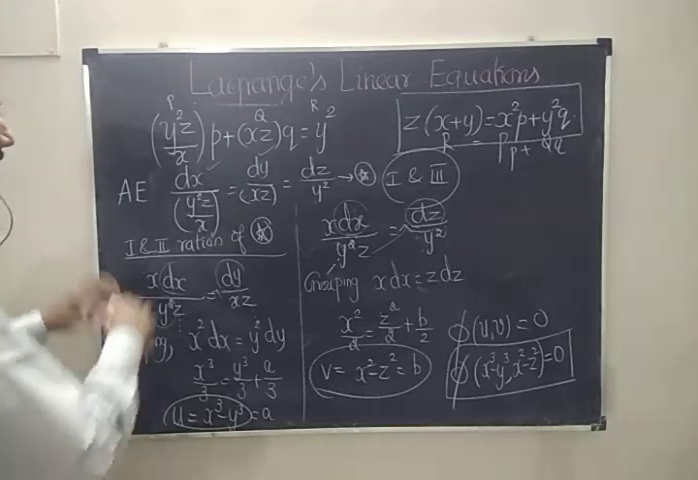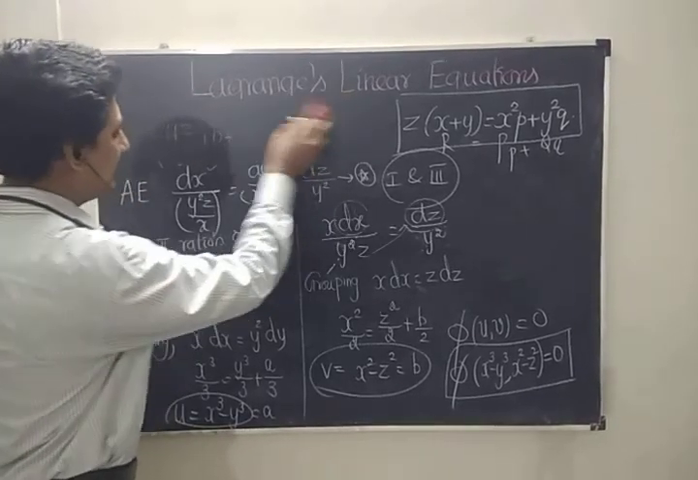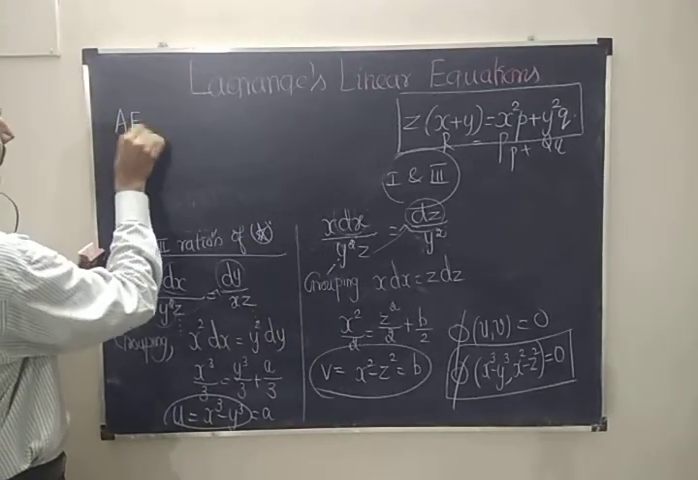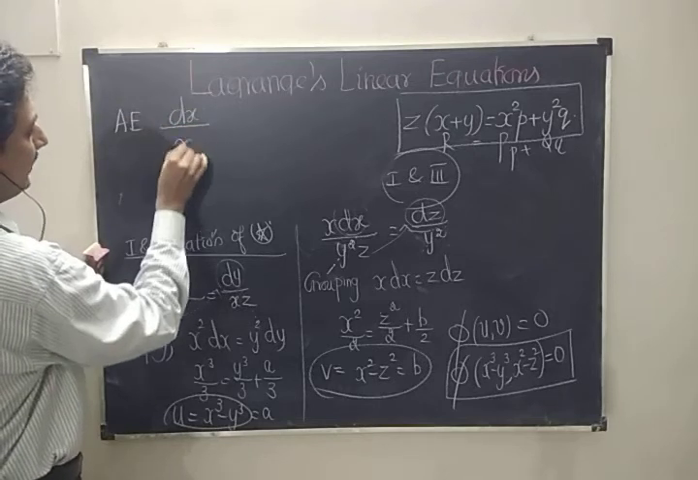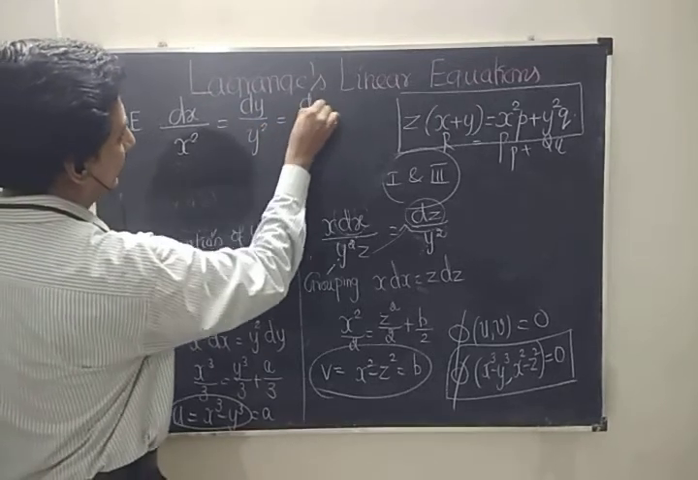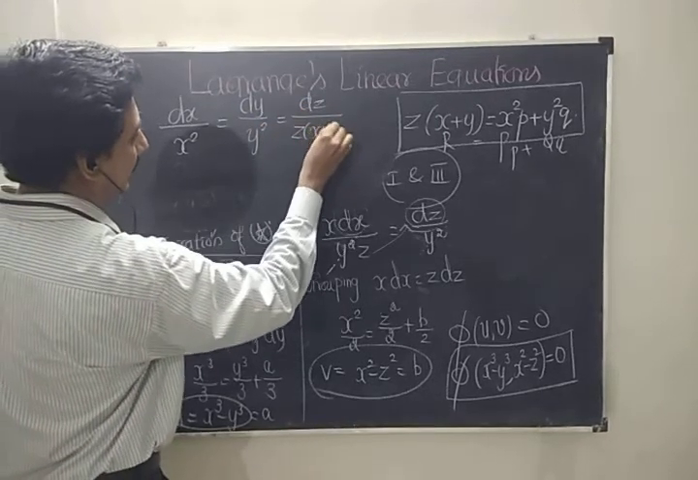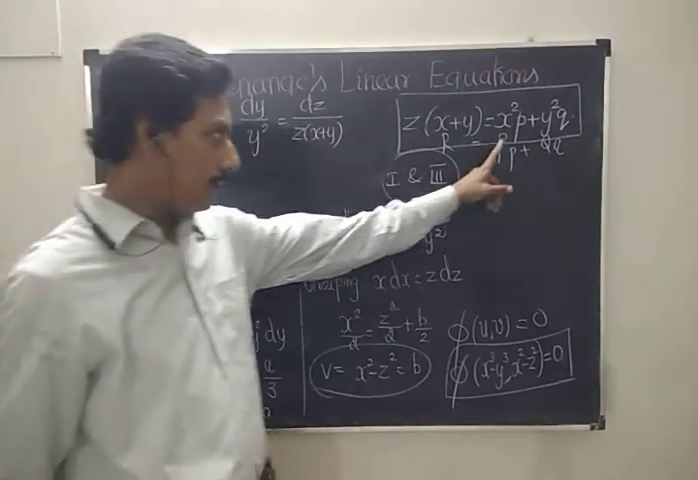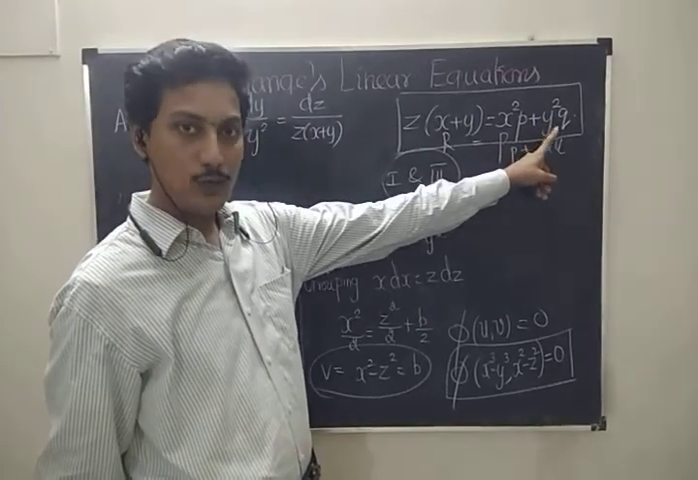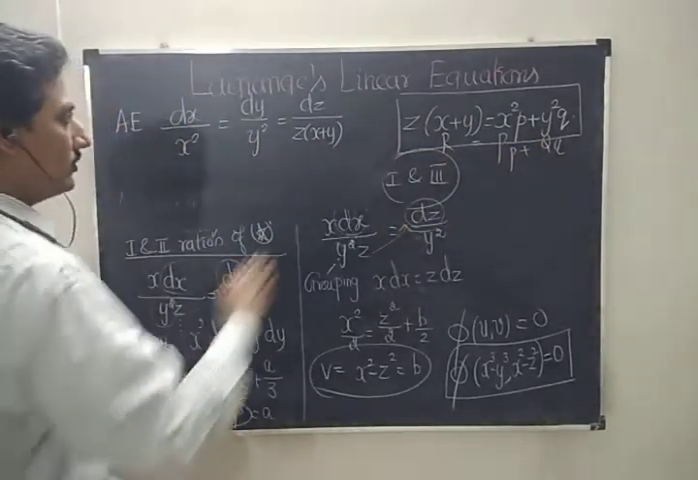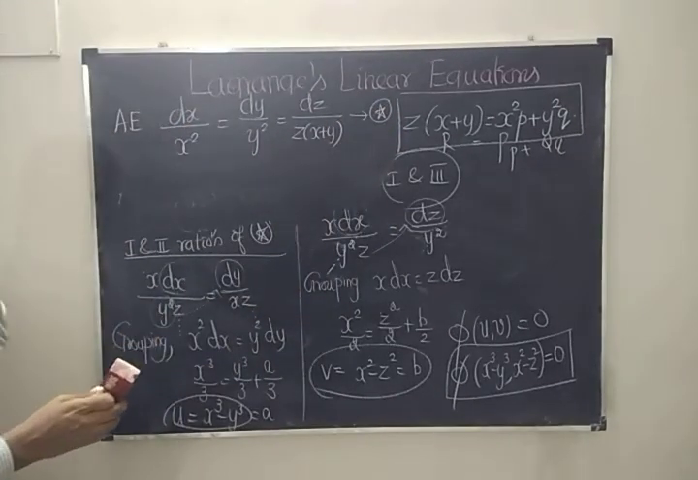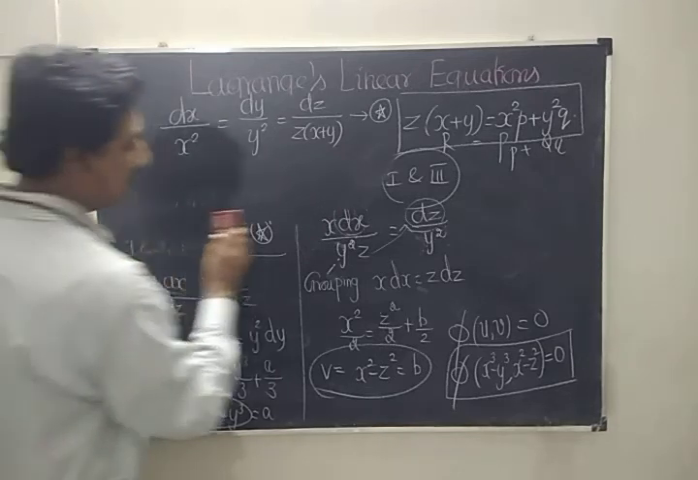So can I use the same idea to write the auxiliary equation here? What are the auxiliary equations? dx by capital P, so dx by x squared, dy by capital Q, that is dy by y squared, and dz by z into x plus y. So once I repeat that, in this problem Pp plus Qq is equal to R, capital P is x squared, capital Q is y squared, capital R is z into x plus y. So this is the auxiliary equation. Now I would like to find the two independent solutions from this star equation.